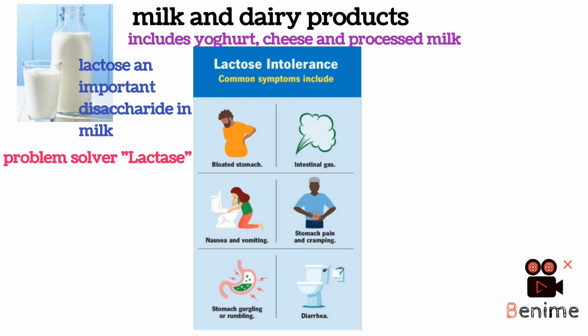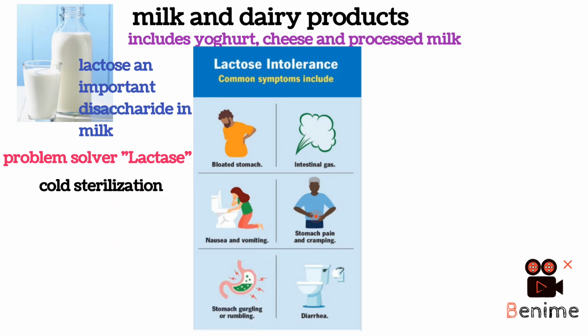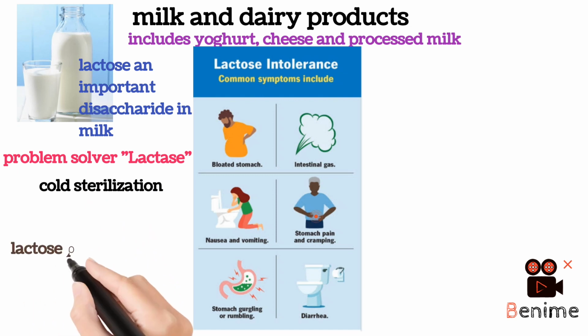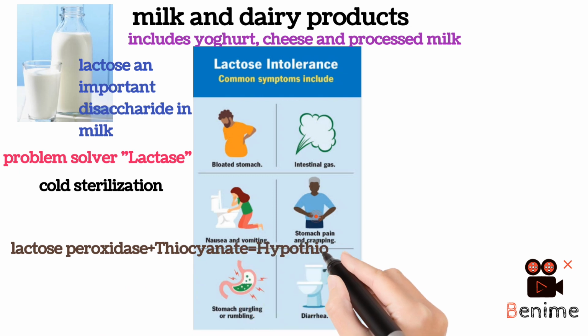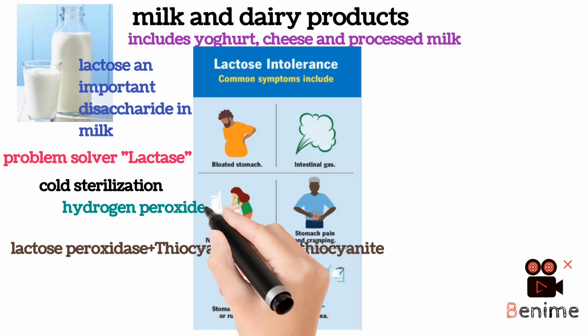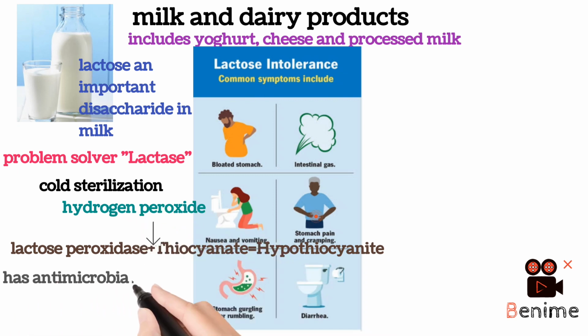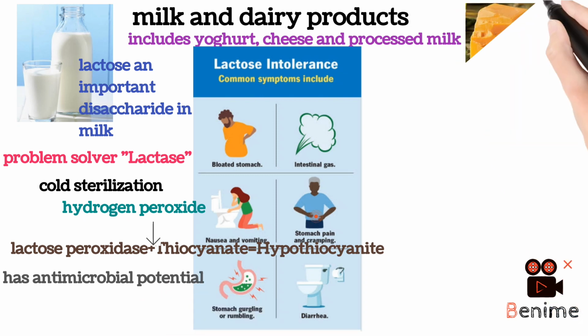Milk spoils easily because of its nature. Some heat treatments are detrimental to the quality. In many instances, cold sterilization is employed with the use of enzymes. Lactoperoxidase is added to give hypothiocyanite, which has antimicrobial potential. Some sufficient hydrogen peroxide is added to initiate the reaction.